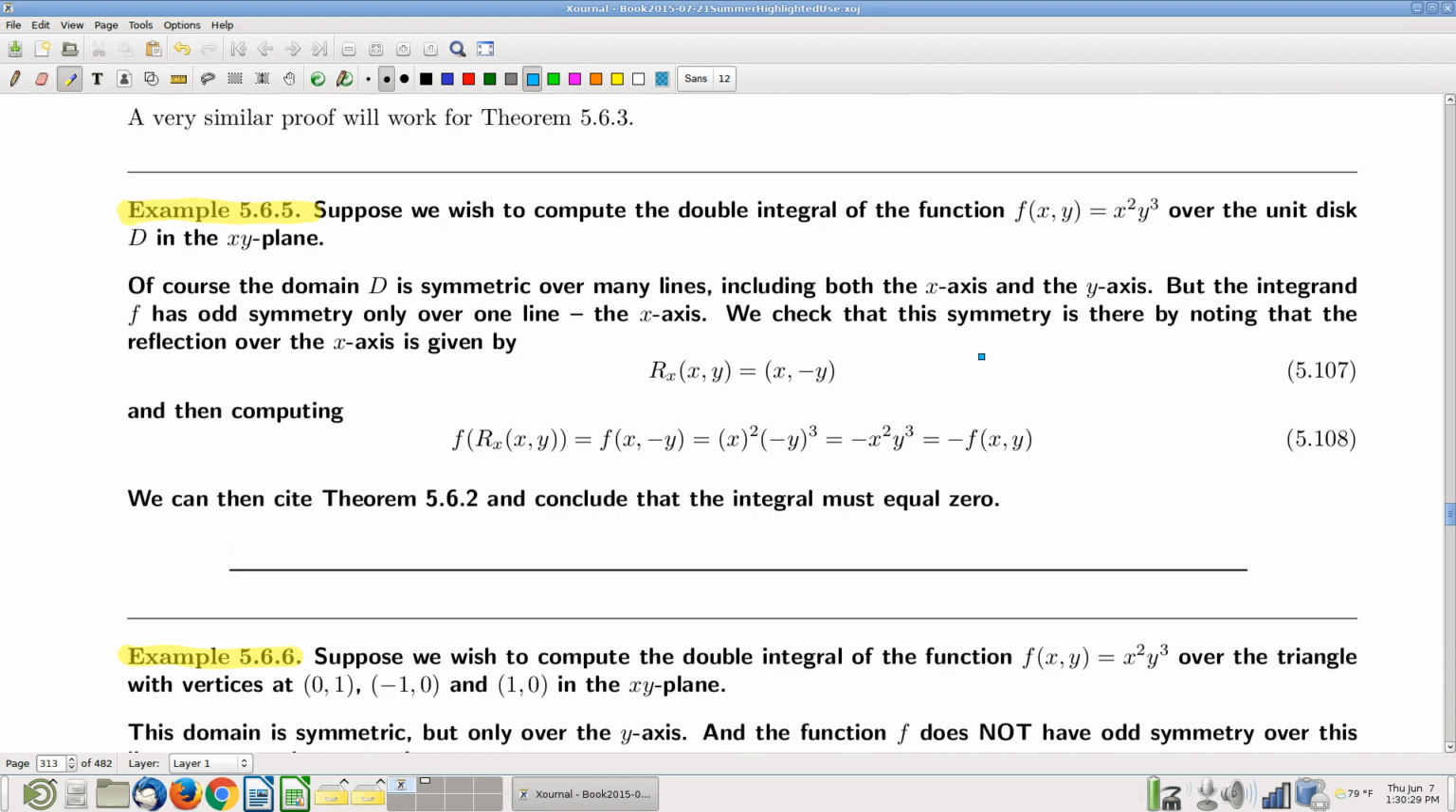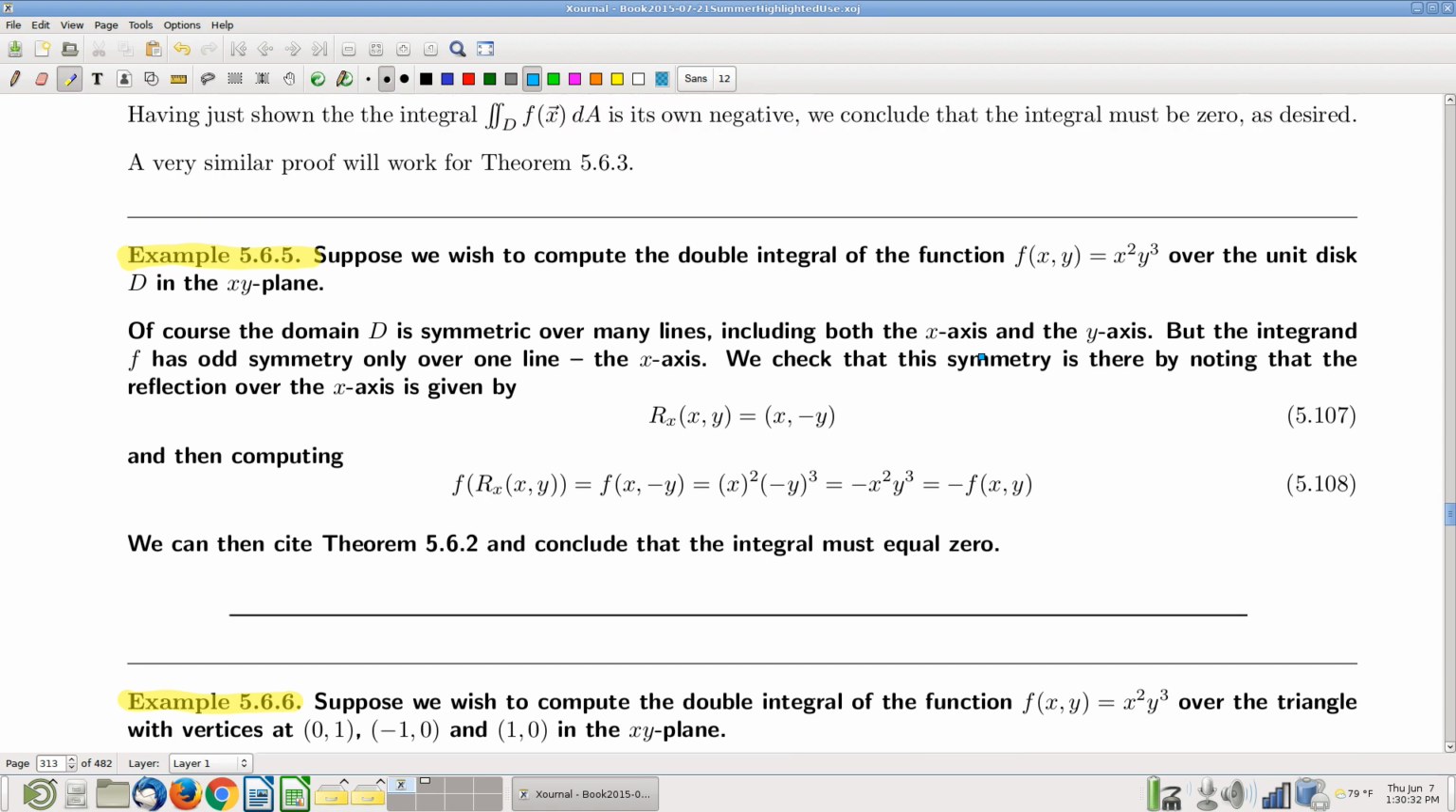Okay, a couple of examples. Let's see these real quick. Suppose I want to compute a double integral, as we often do, of course. Suppose that my integrand is x squared y cubed. Suppose that my domain is the unit disk in the xy plane. And let me draw a picture here. So the unit disk in the xy plane.